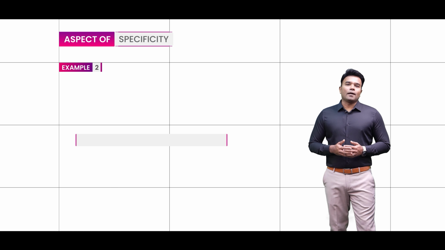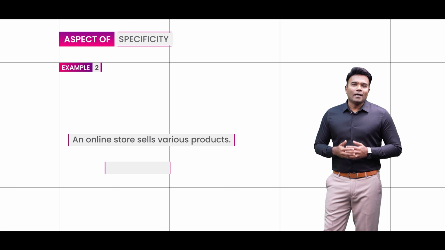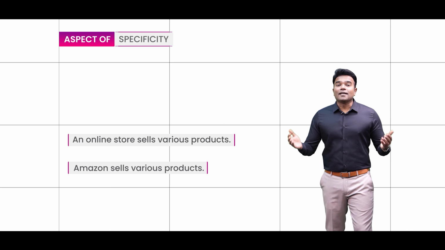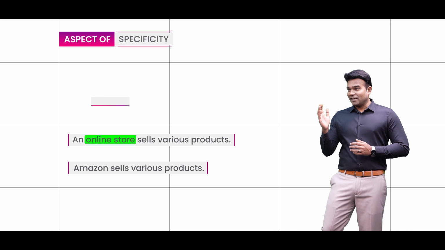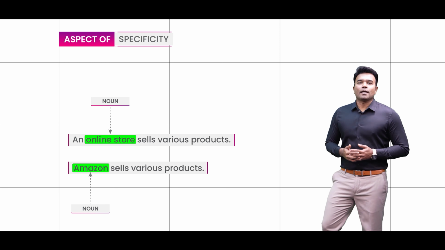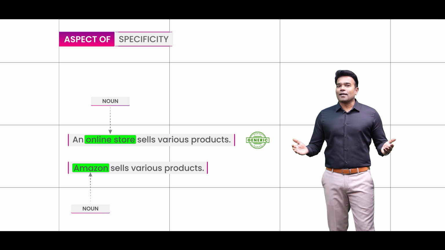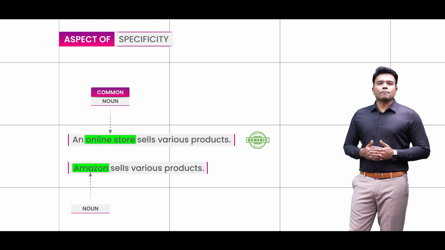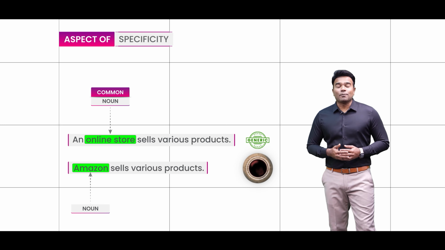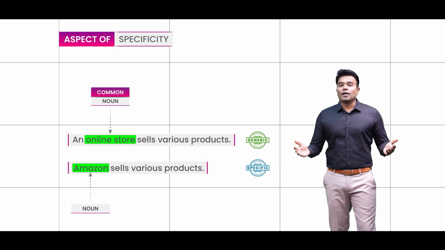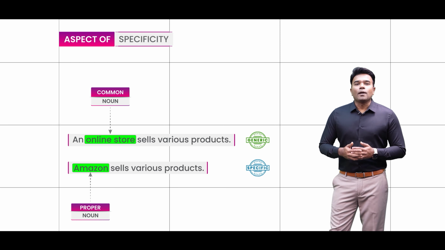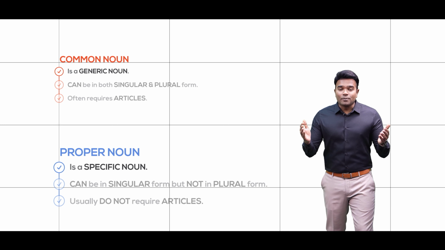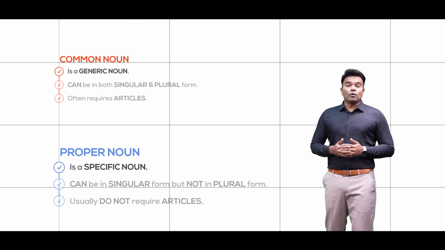Have a look at this sentence. An online store sells various products. And have a look at this sentence. Amazon sells various products. Well, I'm sure that through this example you understand that online store happens to be a noun. Amazon also happens to be a noun, but then online store refers to a general category of business that sells goods over the internet and is not specific, and hence is referred to as the common noun. But then in the second sentence, Amazon happens to be a specific company, a specific entity about which we are talking of, and hence this noun is categorized as the proper noun. So again, you can notice that common nouns are more generic in nature, whereas proper nouns happen to represent specific entities.